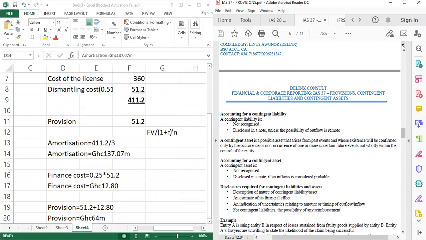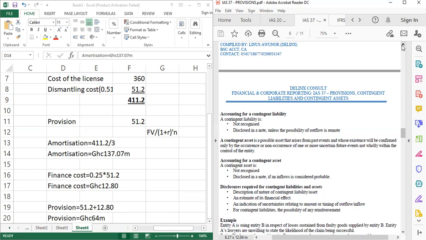If the lawyer is saying that there's 80% chance that you are going to win the case, it means that you are not going to pay anything, so you don't make provision. But if the lawyer is saying that, okay, there is 80% chance that the case is going to go against you, it means that you have lost the case and you are not going to get anything. So you are going to pay automatically. You are going to pay. So you have to start making provision for it. So if it's a court case, we normally base the provision criteria on the reliable estimate of the lawyer.